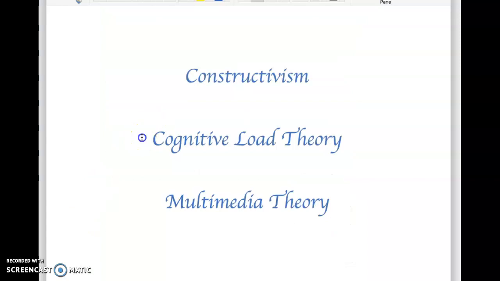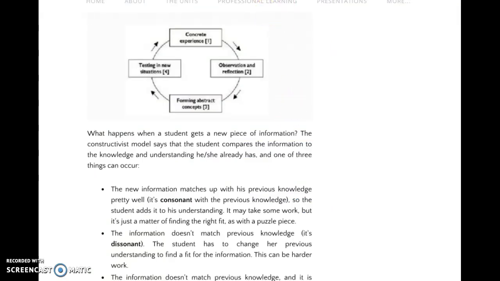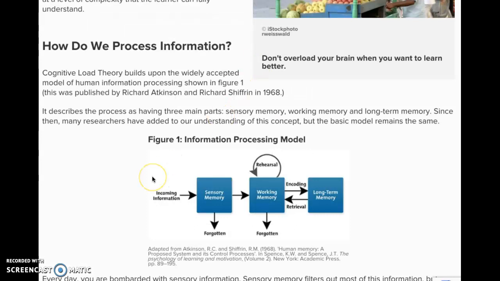So we're now going to move into the cognitive load theory. Basically, what this means is that this theory builds upon the widely accepted model of human information processing. It describes the process as having three main parts: sensory memory, working memory, and long term memory.